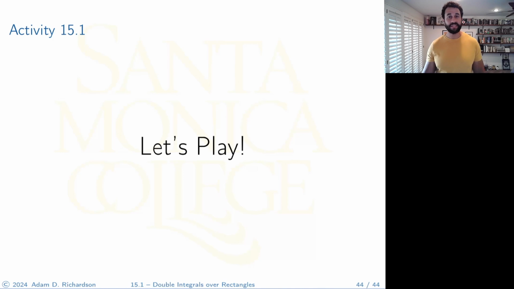And on that note, let's play. So I'm excited to do this in the activity with you all. I think that's about it. Don't want to ramble on too long. In the next couple sections, we're going to generalize this integration process to regions that aren't just rectangles. 15.2 will be general regions, and 15.3 will be polar regions.